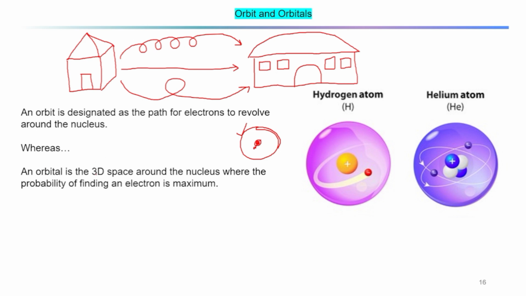Whereas an orbital is the 3D space around the nucleus where the probability of finding an electron is maximum. So inside this same path, we have different three-dimensional spaces. For example, you can take different travel modes to reach the school. Similarly, an electron can take different 3D space to orbit that nucleus. So an orbital is the 3D space around the nucleus where the probability of finding an electron is maximum.